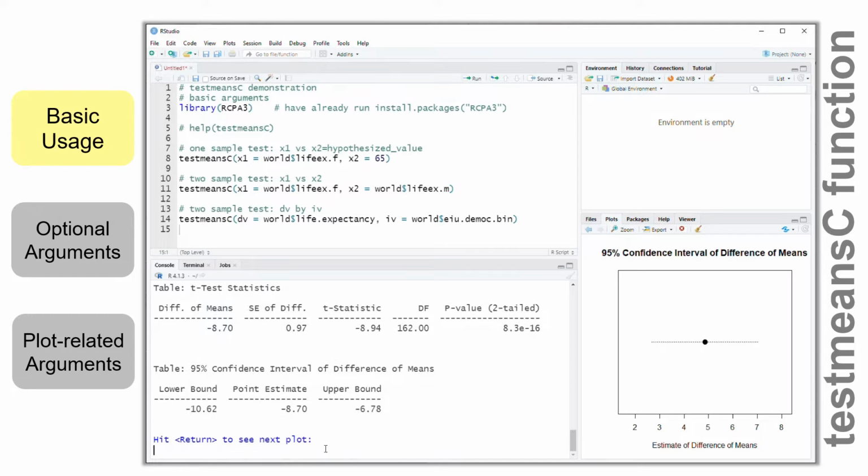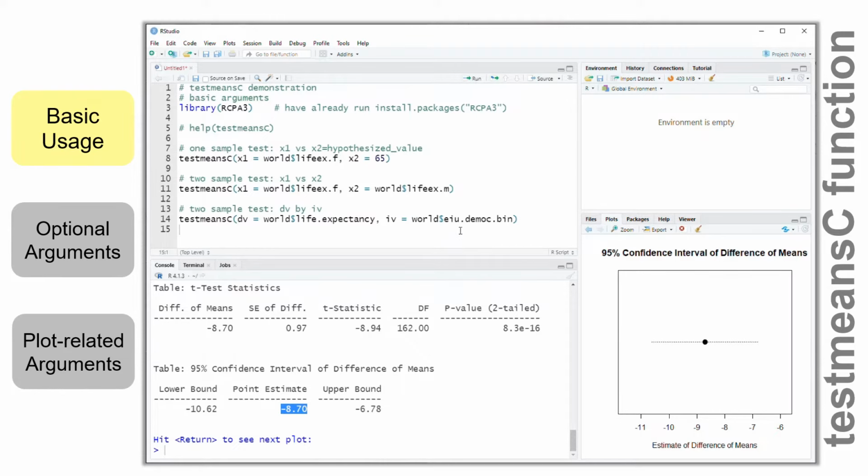We've got a table reporting the confidence interval, and again, if I hit return, I'll see that on a plot. So the point value is the difference of means, that's the point value of the confidence interval, and it extends on the low side to minus 10.62 and extends on the upper side to minus 6.78.